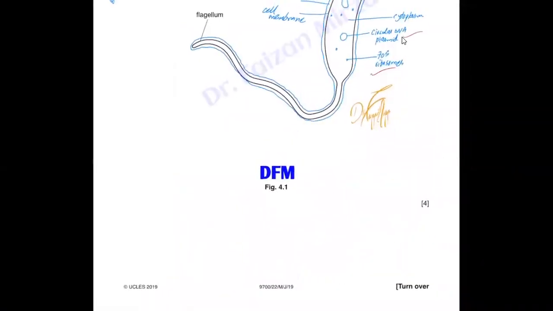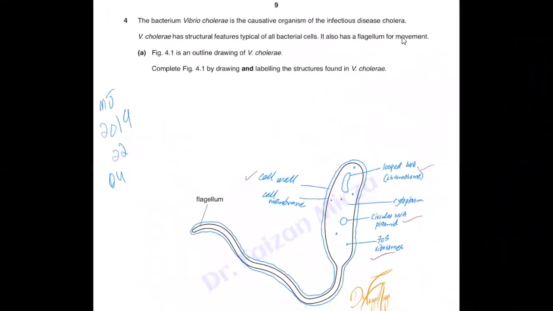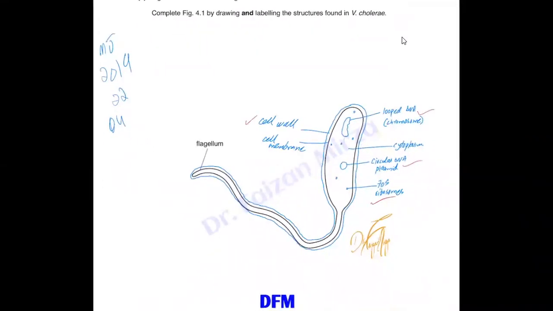This question is from Asian 2019 variant 22. The bacterium Vibrio cholerae is a causative agent of the infectious disease cholera. The features of bacterial cells are listed. It is also having flagella for movement. We know that. Complete the figure by drawing a labelled structure found in Vibrio cholerae. So only the outline was given to you.